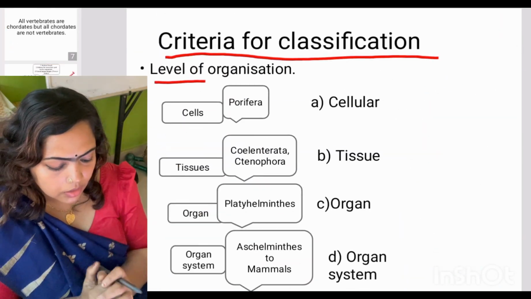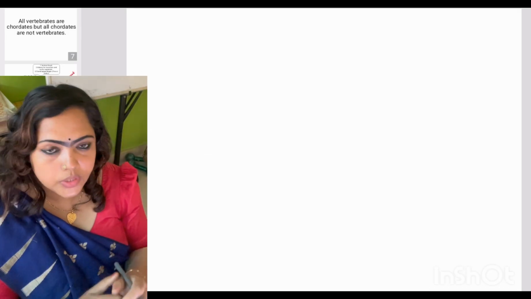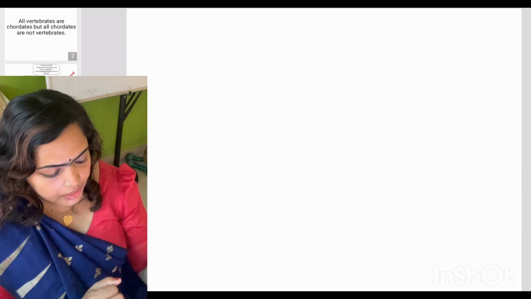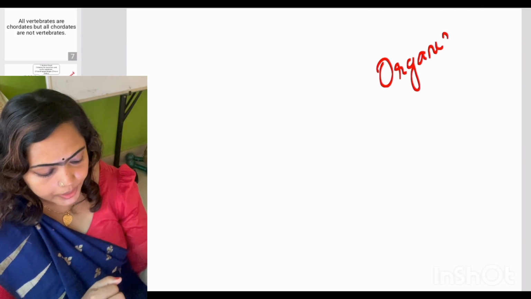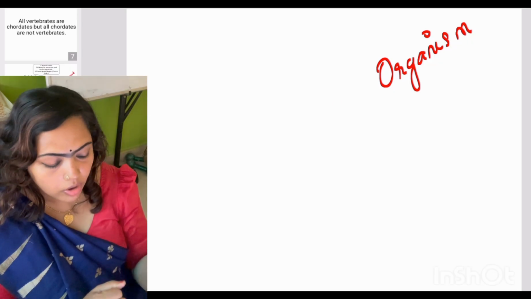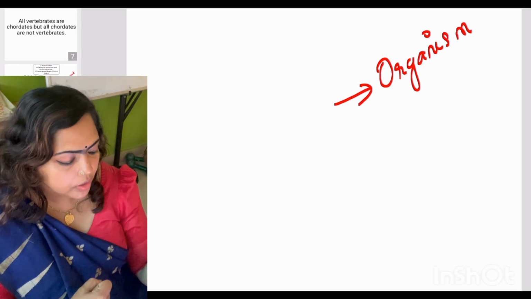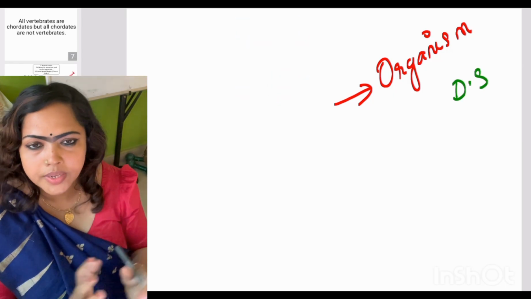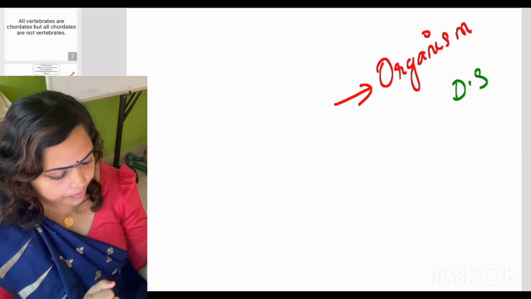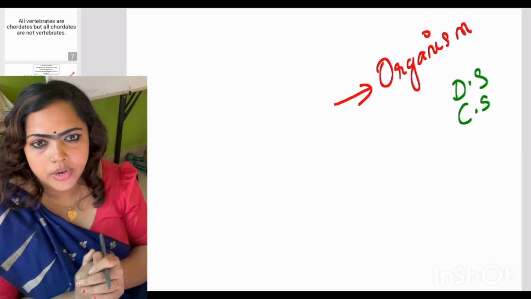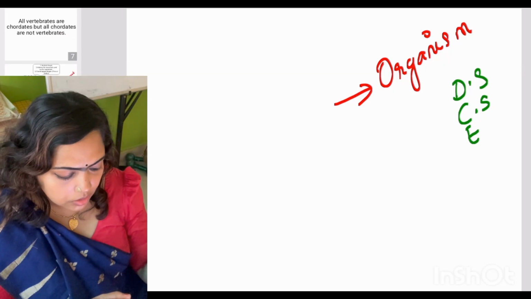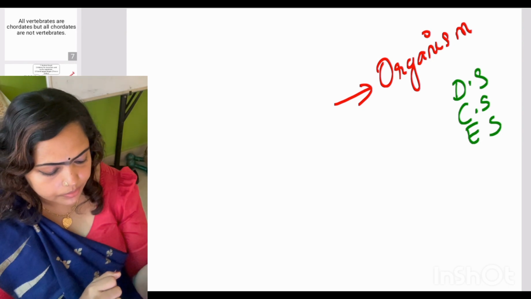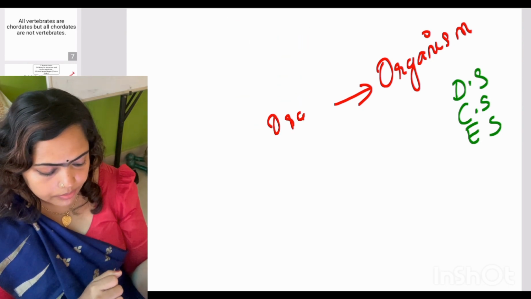Level of organization means, for the survival of any organism, let us take our example, humans, there should be a grouping together of different kinds of organ systems, right? For example, to digest our food, we should have a digestive system. To transport nutrients and oxygen to our cells, we should have a circulatory system. To expel nitrogenous waste from our body, we should have an excretory system. So each and every organism carries different organ systems.